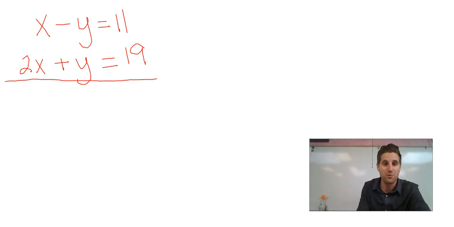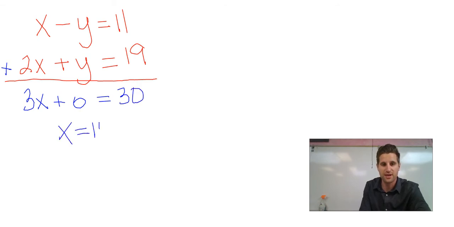we're given a problem where we have a negative y and a positive y. So if I add those together, they're going to cancel out. So we're going to add these equations. So x plus 2x is 3x, y negative and y positive makes 0. And then we add these together, and that's 10, 20, 30. Then we just divide by 3, and x equals 10.